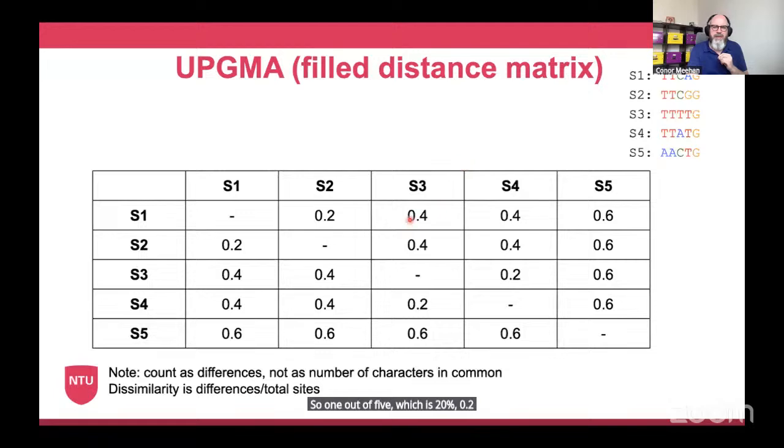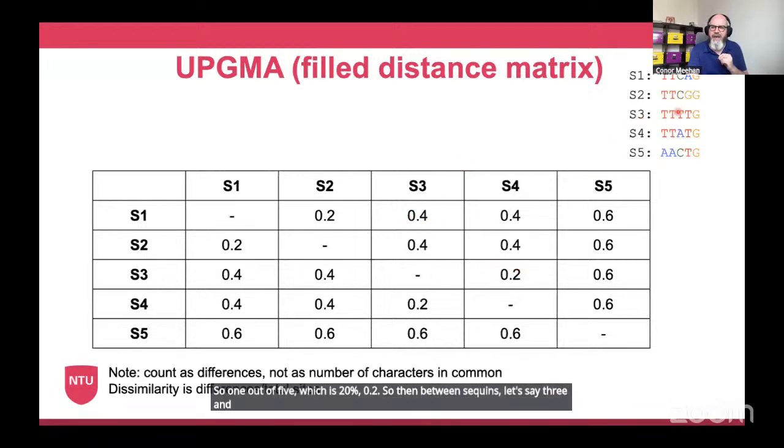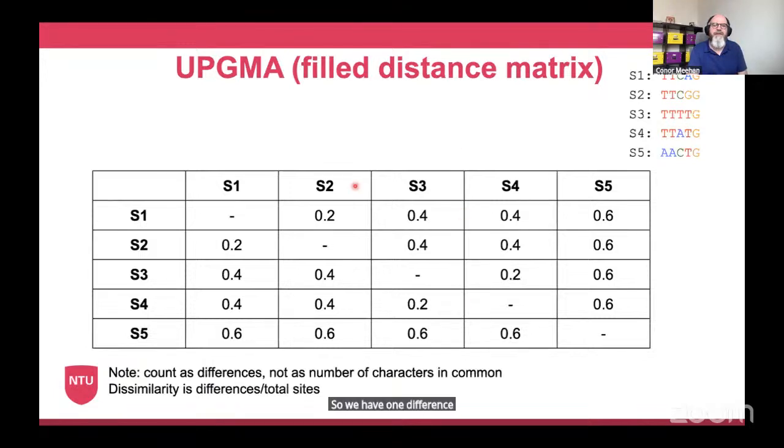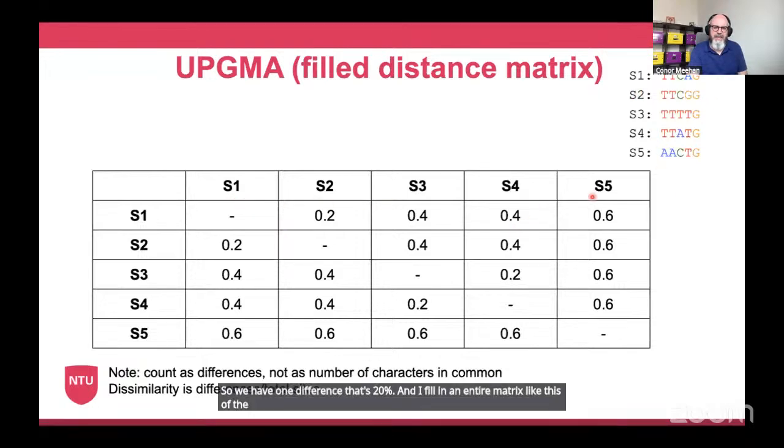Then between sequence, let's say, 3 and sequence 4, we see the same, and the A to the T is different. So we have one difference, that's 20%. And I fill in an entire matrix like this of the differences between these isolates. Note that we're counting the differences, not the ones in common, and it's differences divided by the total sites.